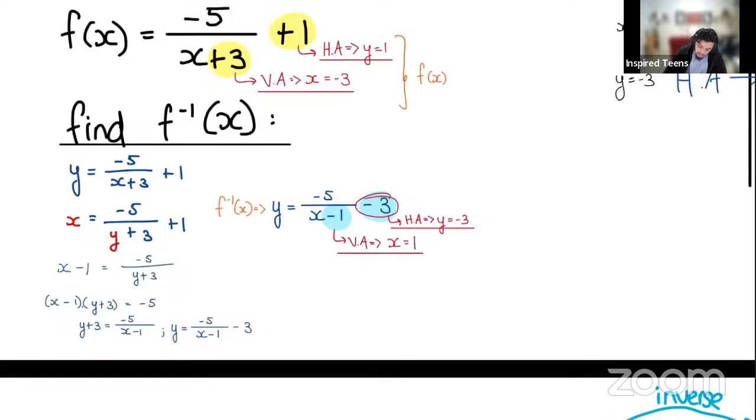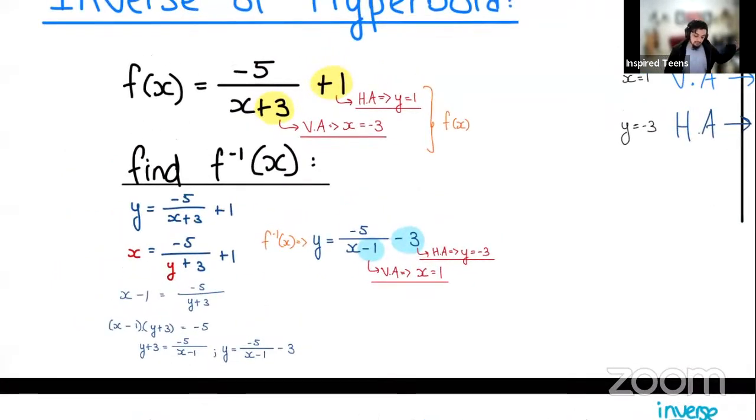Same sign. And if you notice, you will see that the vertical asymptote became the horizontal asymptote, and the horizontal asymptote became the vertical asymptote. So you could also just simply use your understanding of that and rewrite the equation with your understanding of vertical and horizontal asymptotes.